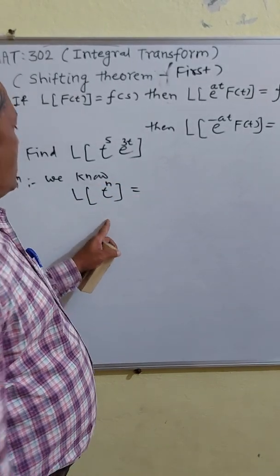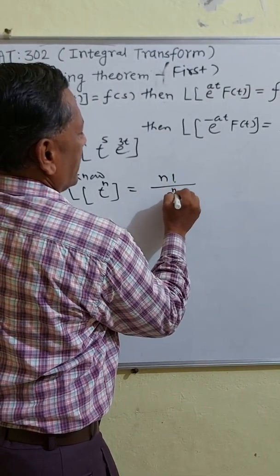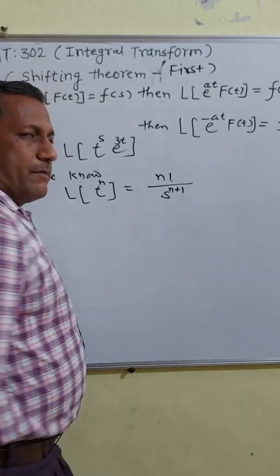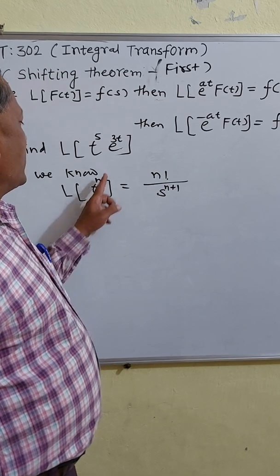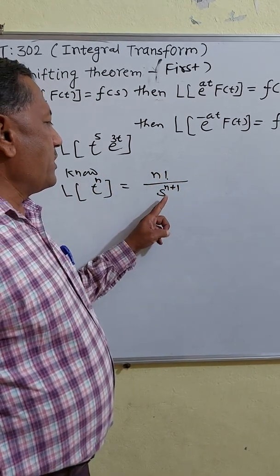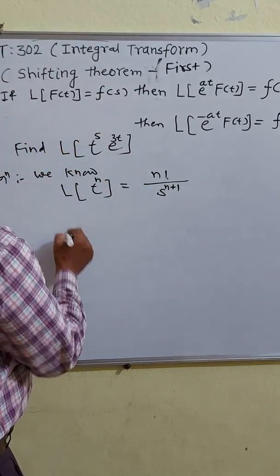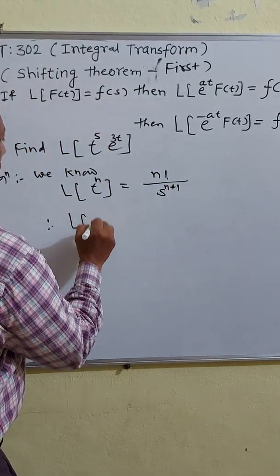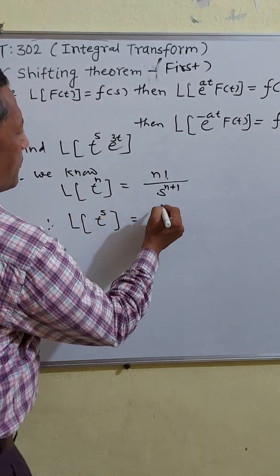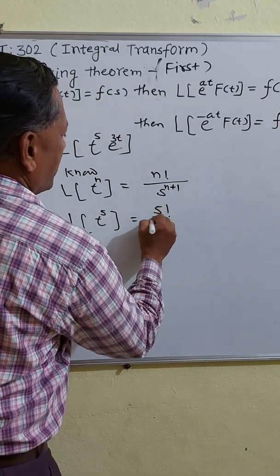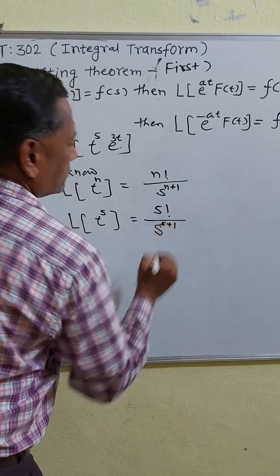The standard formula is Laplace transform of t raised to n is equal to factorial n upon s raised to n plus 1, where s is the parameter. Instead of parameter s, if you take the parameter p, the Laplace transform of p raised to n can be written as factorial n upon p raised to n plus 1. Now here n is 5. Therefore, Laplace transform of t raised to 5 is equal to factorial 5 upon s raised to 5 plus 1.